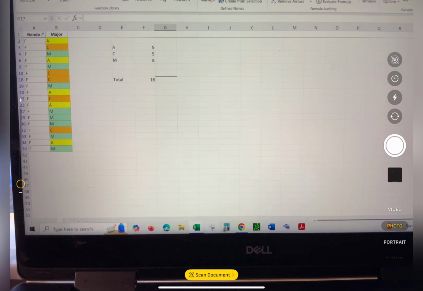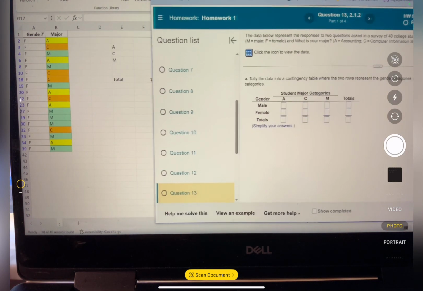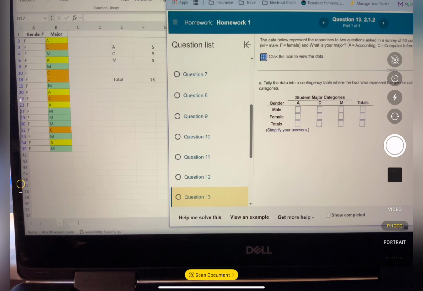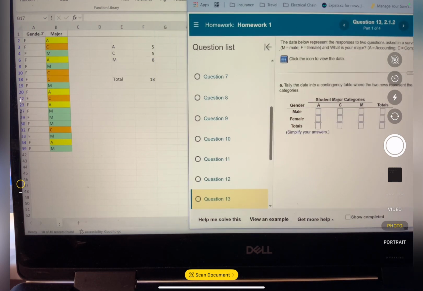So going back to our case, one thing I want to warn you: while you are working in Excel, click often on the page of this question, so it won't update the question and put another table. Okay, so we are on the filter for female. So for female we have 5, computer is 5, and marketing is 8.